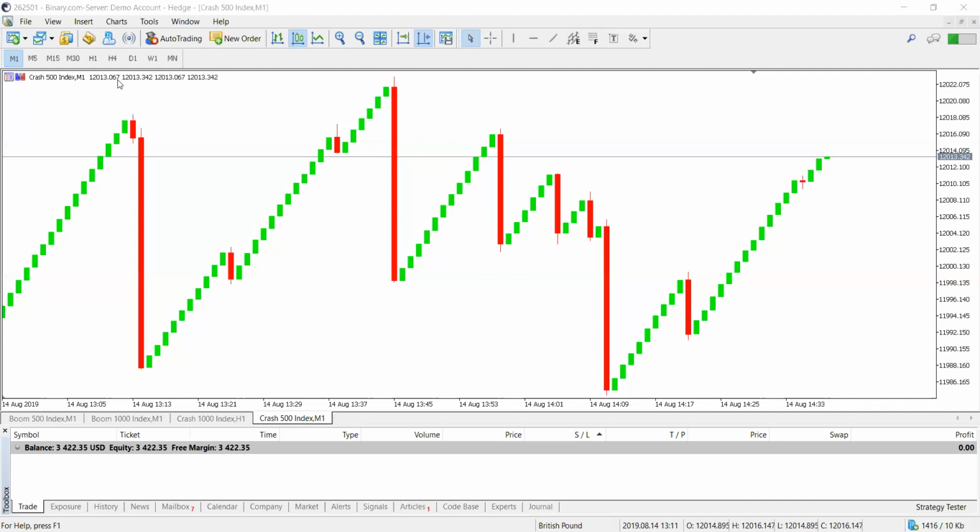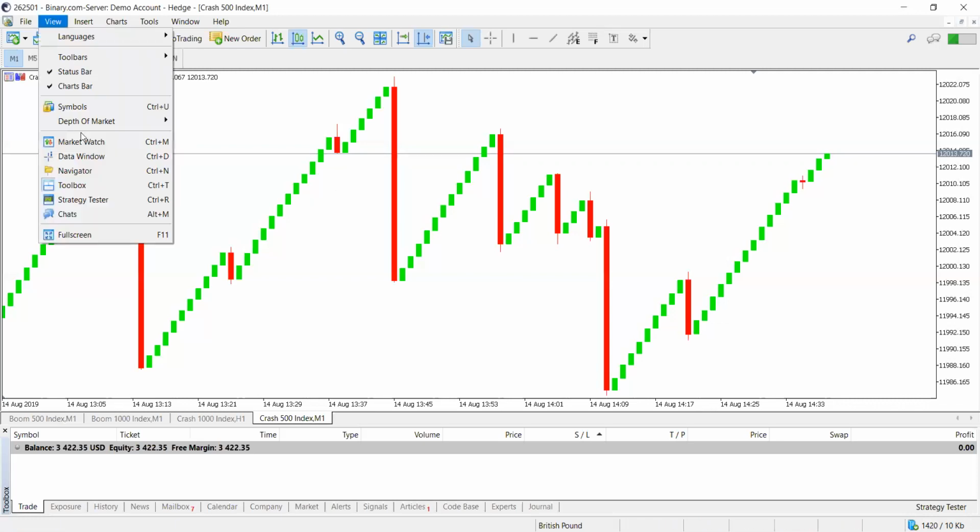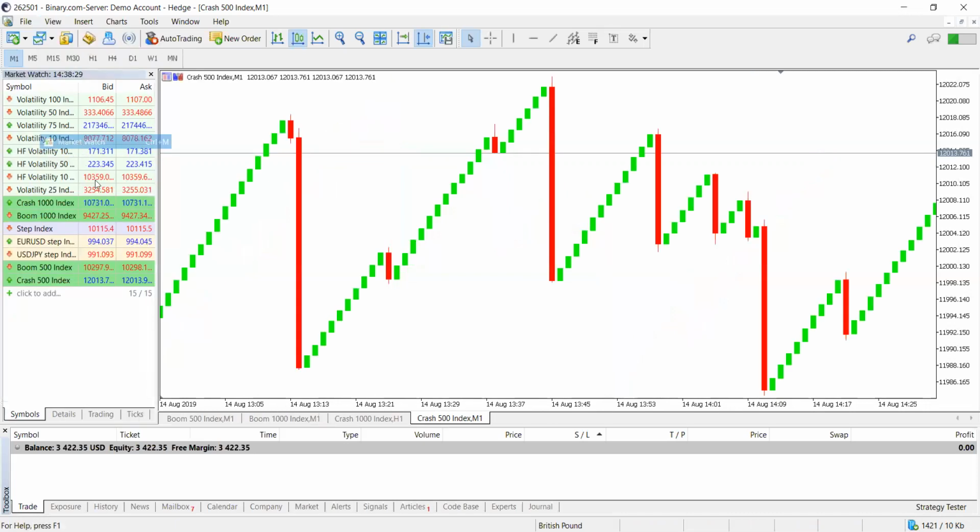I will show you, number one, how to actually buy boom. Okay, this is crash. Probably let's start with the crash on the naked charts. This is the 1 minute time frame. When you look at the market watch, you notice that crash 1000 is always on a buy, and crash 500 is always on a buy, doesn't fluctuate, and also boom 1000 is always on a sell. Boom 500 is always on a sell.